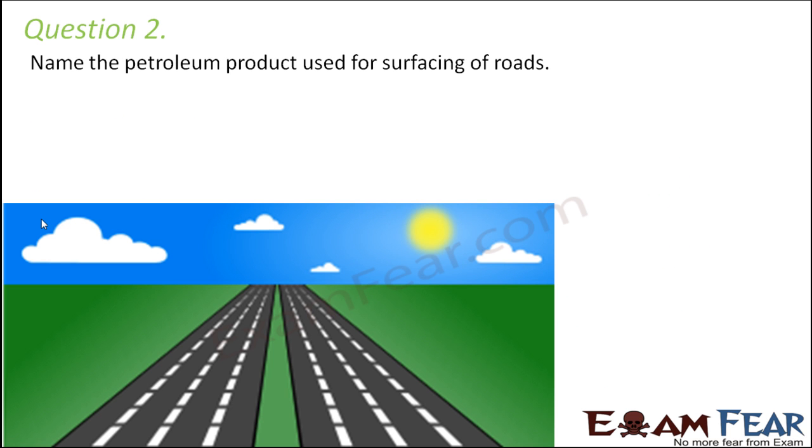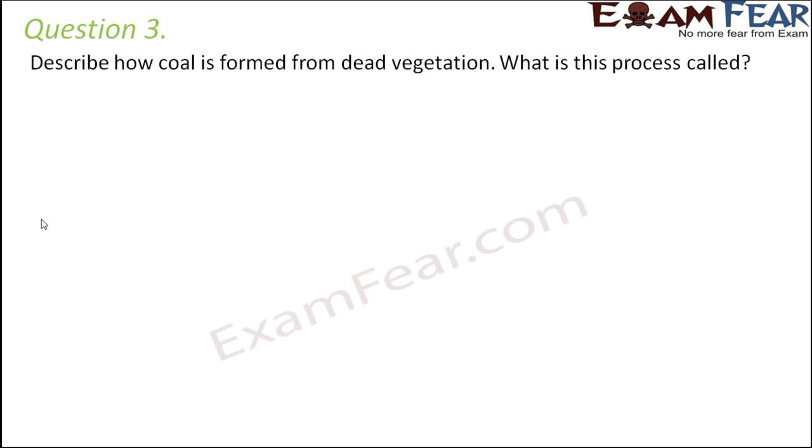Question number 2. Name the petroleum product that is used for surfacing of roads. So, yes, that is bitumen, as I said. It acts as the binder which when mixed with the aggregate particles creates the concrete, and that's how it helps to surface roads.